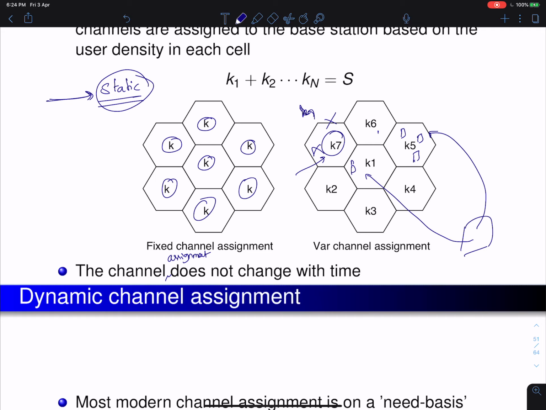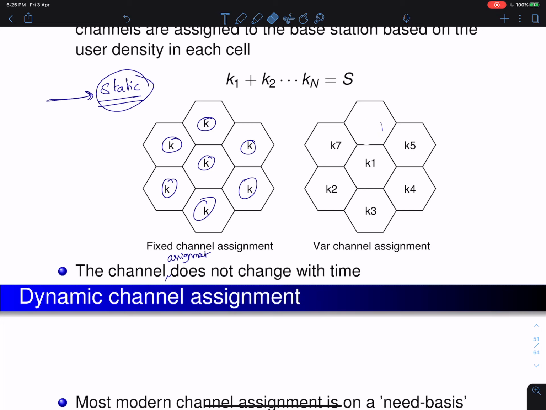And the other cells were overused because all their channels were in use. Let's say in K5 many users were there, and they were not getting enough calls because there were not enough channels. But now, because of dynamic channel allotment, nobody is using K7, so I'm not going to allot any channel to K7. Instead, all the channels I had allotted to K7 previously can be allotted to cell 5. This way I can increase the user capacity. So dynamic channel assignment is obviously superior to a static channel assignment.